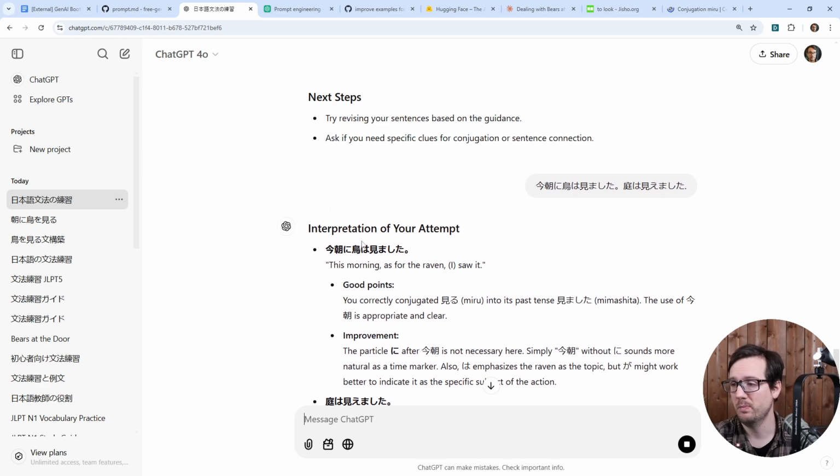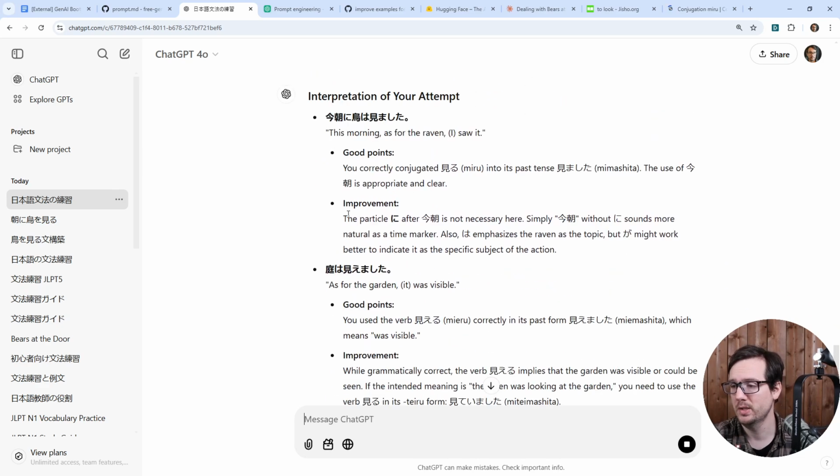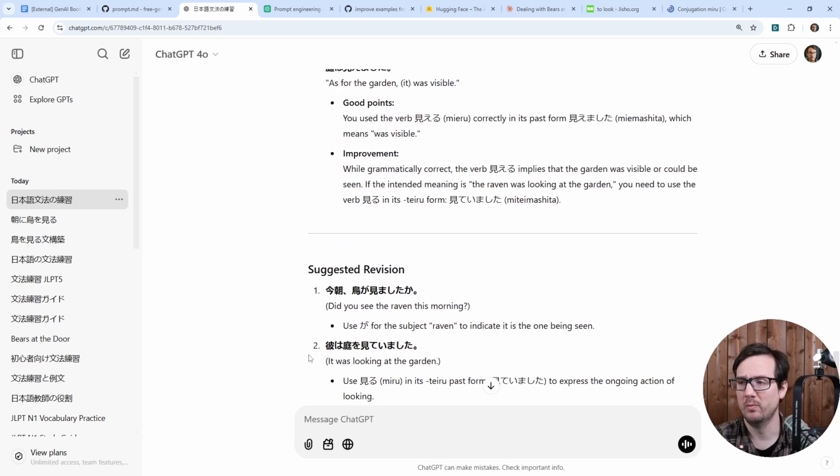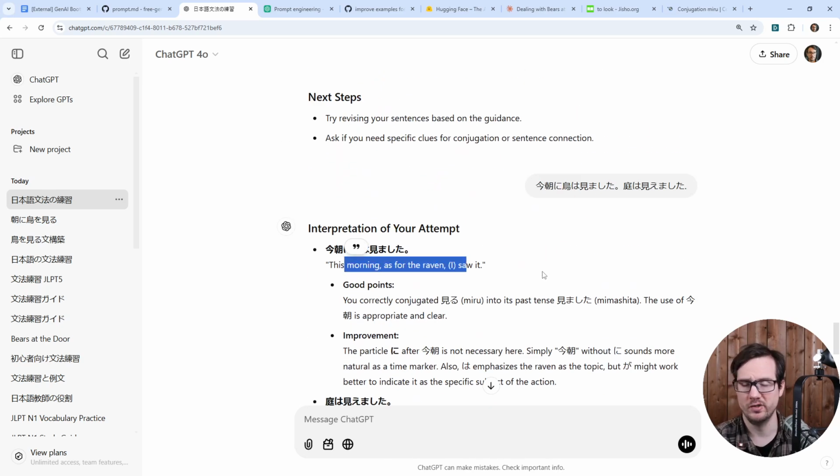So now we have this morning, as for the raven, I saw it. As for the garden, it was visible. Okay, so not really getting exactly what I want. And also the translation here is very verbatim. And technically it's true, like how it says, as I saw it, but it kind of makes it hard, especially when you're early on and you just want the English version of it. But anyway, you can see kind of where we're going here with GPT-4o.